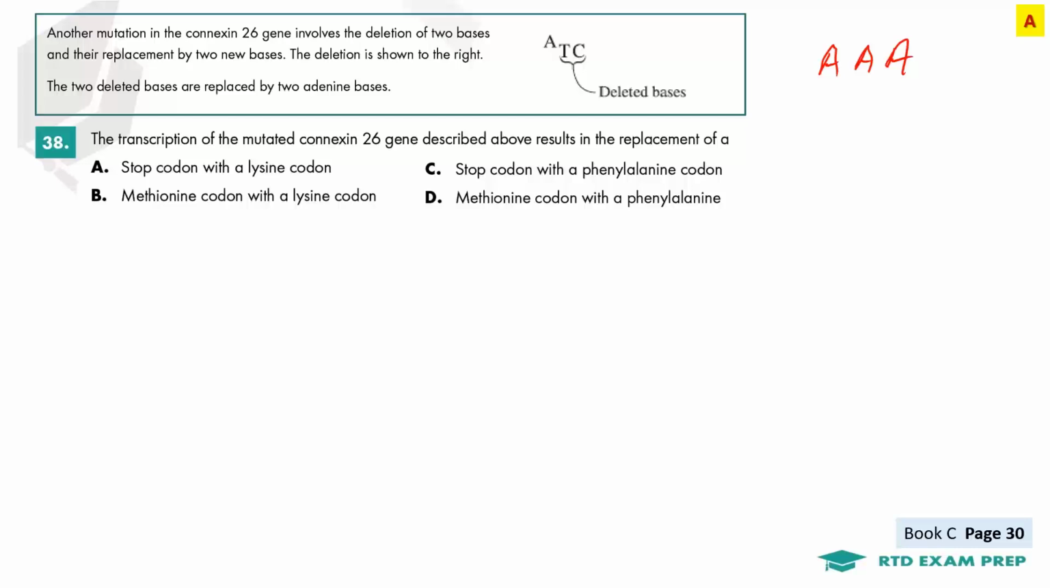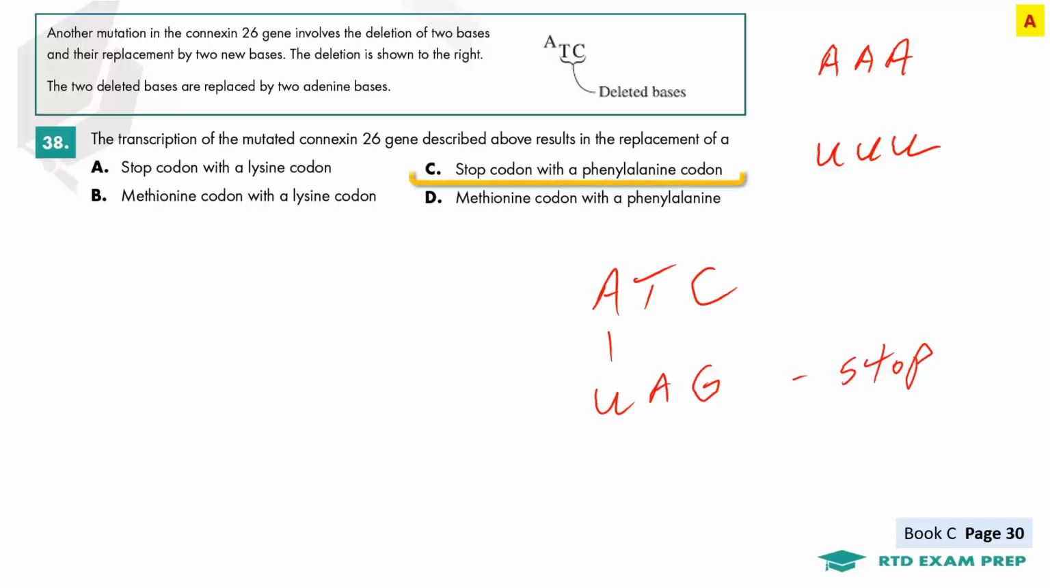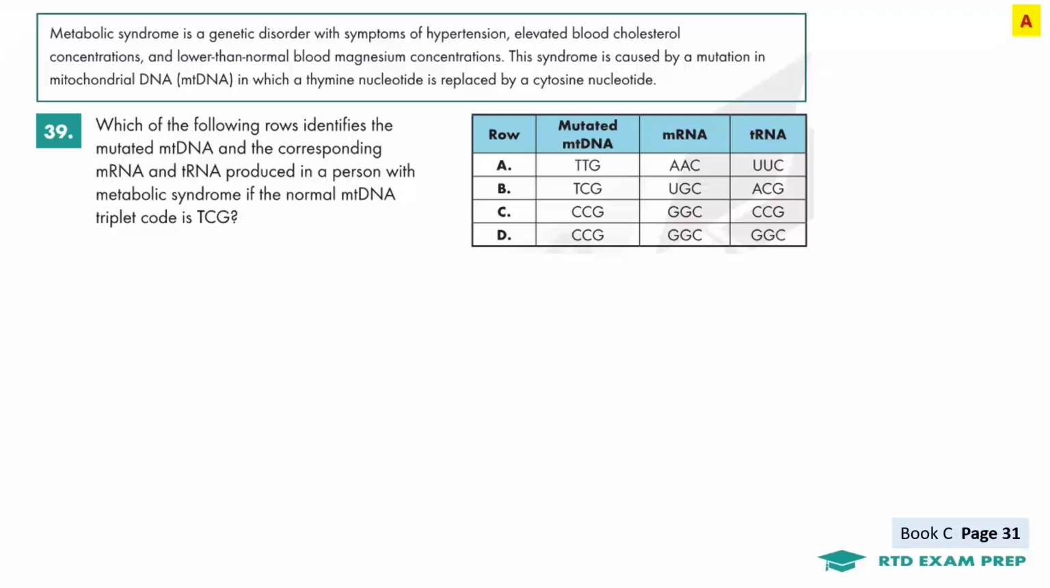So what did ATC code for? You're going to go A, U, A, G. Go to your chart. You see that it's a stop codon initially. And now if we go AAA and you do U, U, U, it's a phenylalanine. So 38 is C.